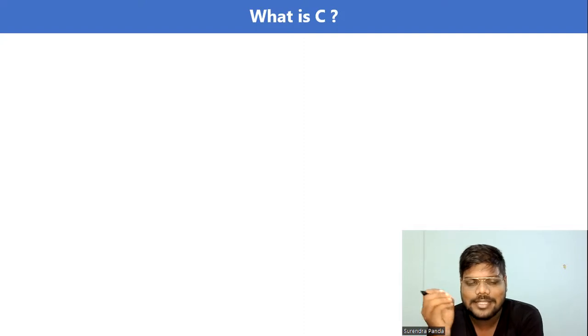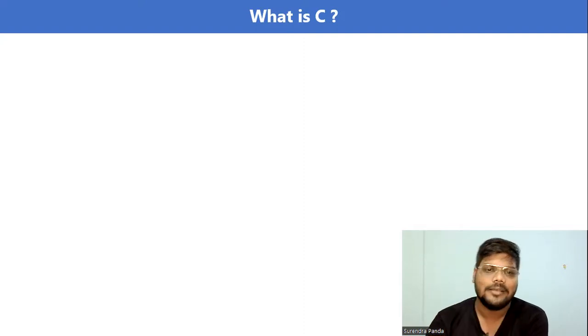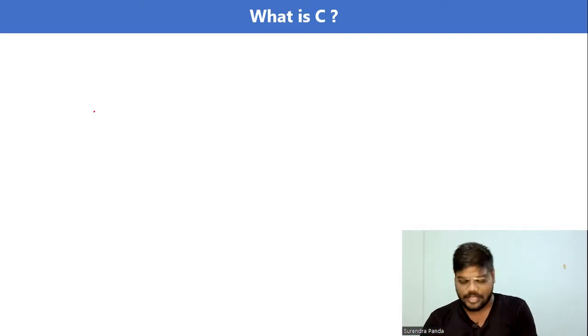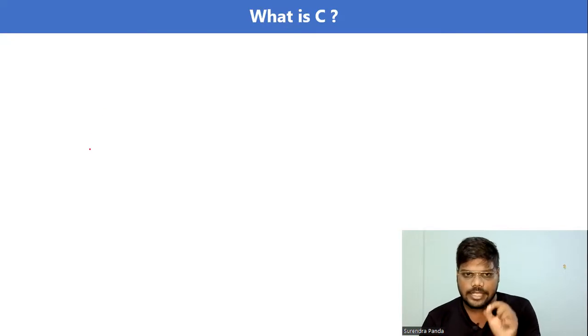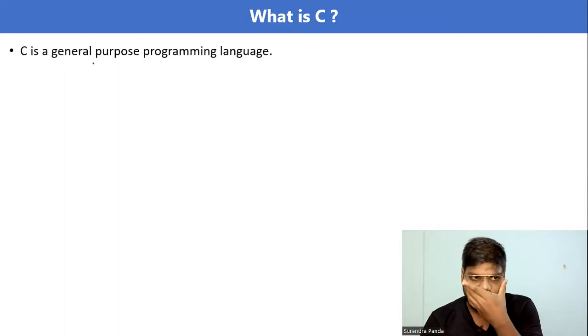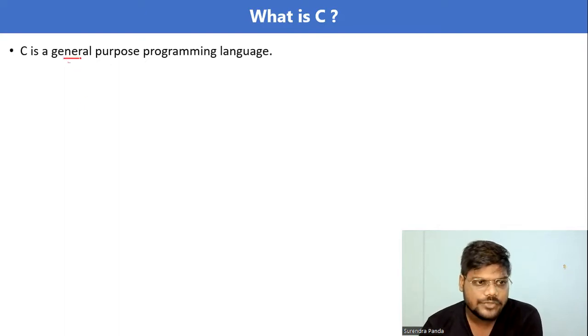But as a computer science student, don't say C is an alphabet. No, you have to say C is a programming language. So what is C? C is a general purpose programming language.